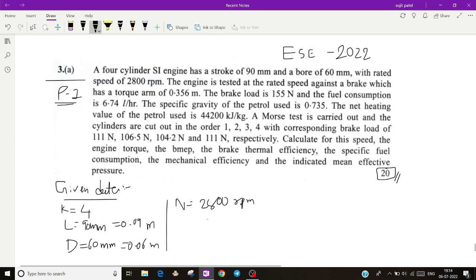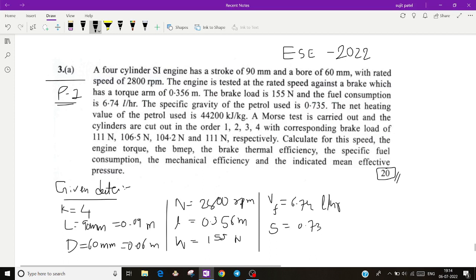The engine is tested at the rated speed against the brake, which has a torque arm, small l, of 0.356 meter, and the brake load, that is W, is given as 155 Newton. The volumetric fuel consumption is 6.74 liters per hour, and the specific gravity of the fuel is 0.735. The net heating value of the petrol used, that is calorific value CV, is 44,200 kilojoule per kg.